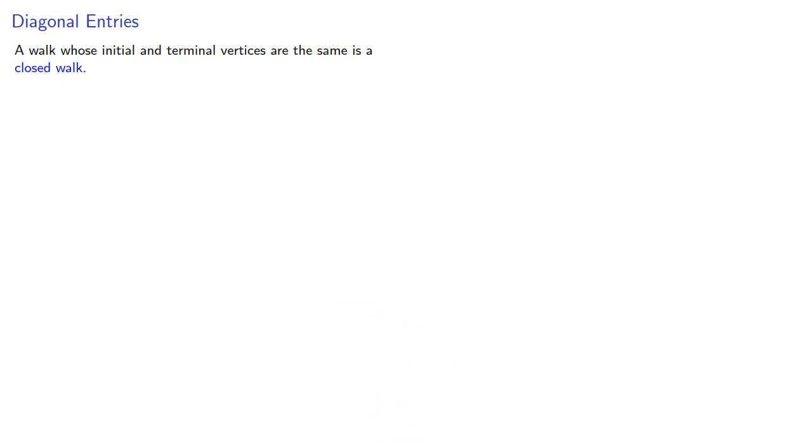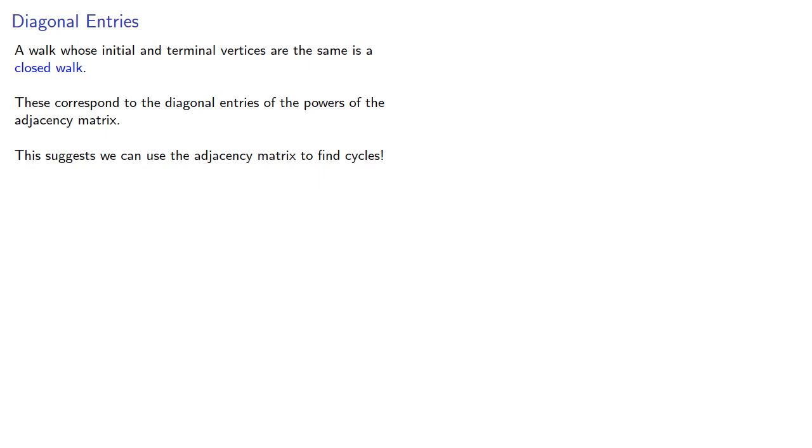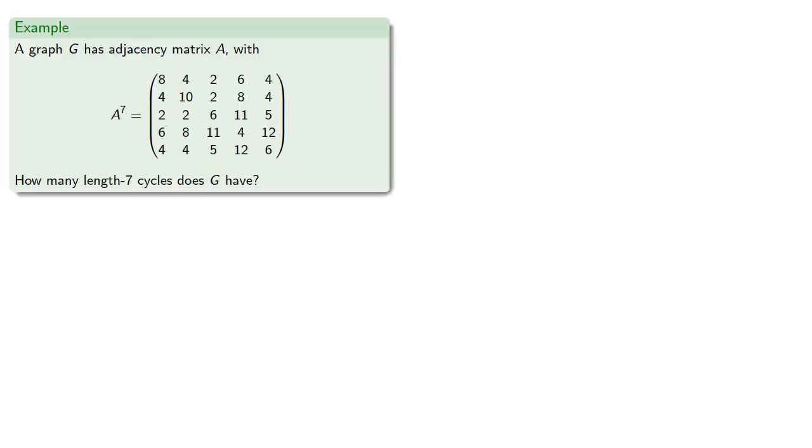A walk whose initial and terminal vertices are the same is a closed walk. These correspond to the diagonal entries of the powers of the adjacency matrix. And this suggests we can use the adjacency matrix to find cycles. So let's not think about it and rush right in.